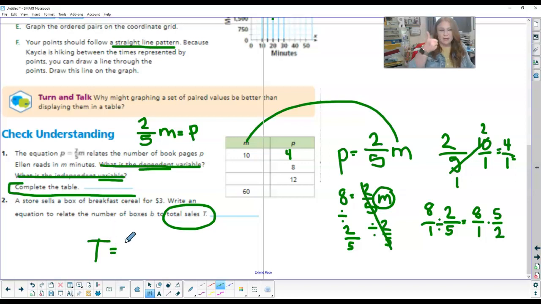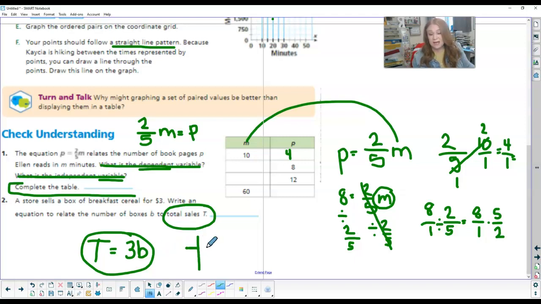So every time you buy a box of cereal, one box B is $3. So 3B. And if I bought 2 boxes, the total would be 6. If I bought 9 boxes, $3 per box, 3 times 9 would be 27. So there's our equation. We can also flip it and write it 3B equals T for the total here.